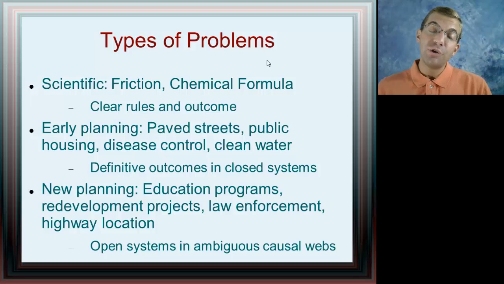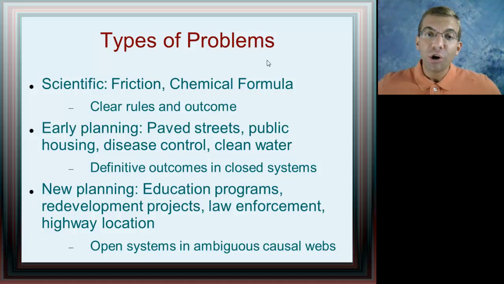Well, the new planning problems that we're talking about now are much more complex, such as education, redevelopment projects, law enforcement, where to put the highway. Because with these types of issues, someone's going to benefit, someone's going to get hurt. And it's unsure which direction these webs all flow in. So, how do we get better police? How do we fight crime better? We don't know. If we put more police on the street, is that going to cause more or less crime? Is it just going to catch more of the crime? These types of questions, it's very ambiguous whether we're actually solving the problem or not.